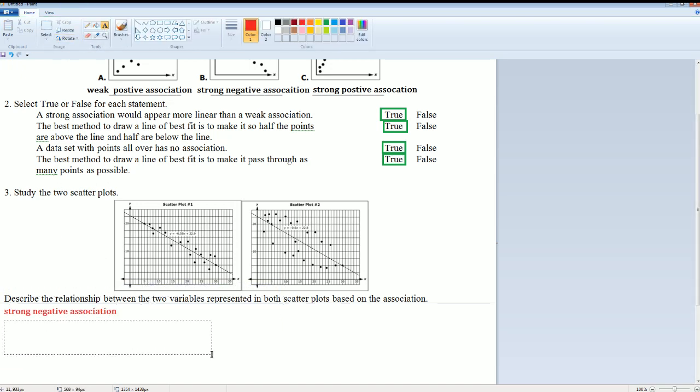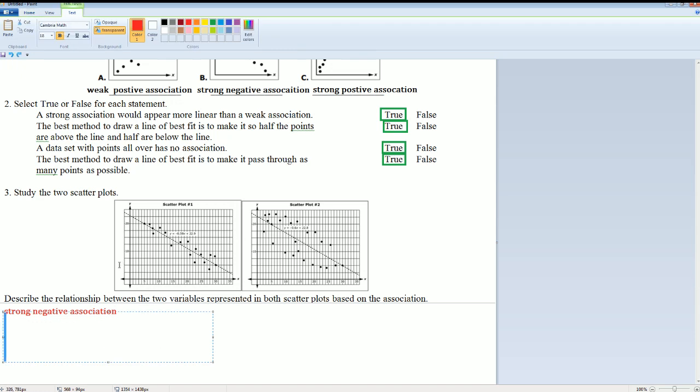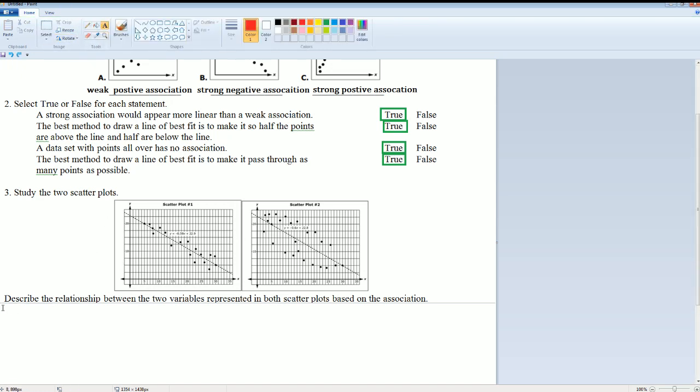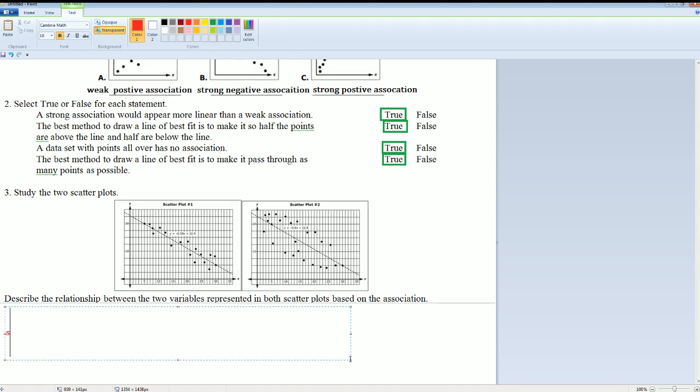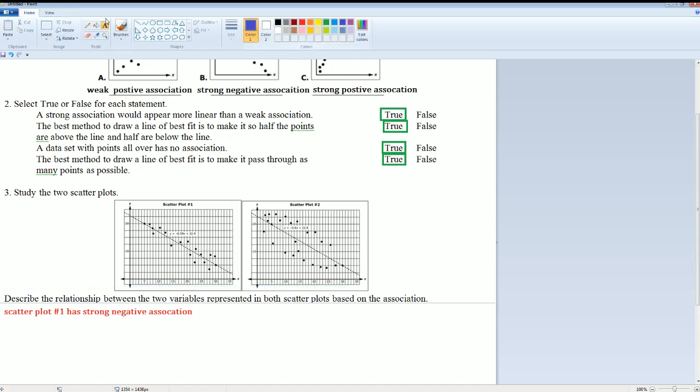Then, lastly, scatter plot. Messing up here. So scatter plot number 1 has a strong negative association. Good. And I'll make this blue.